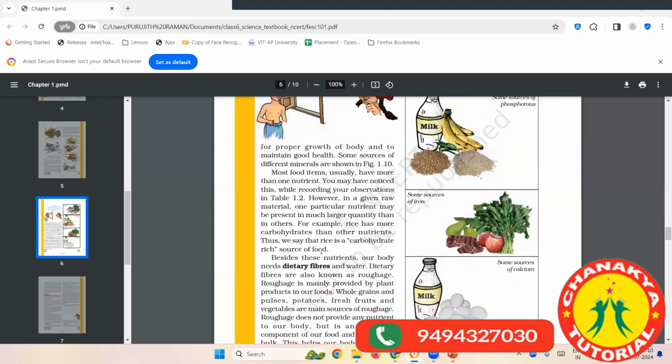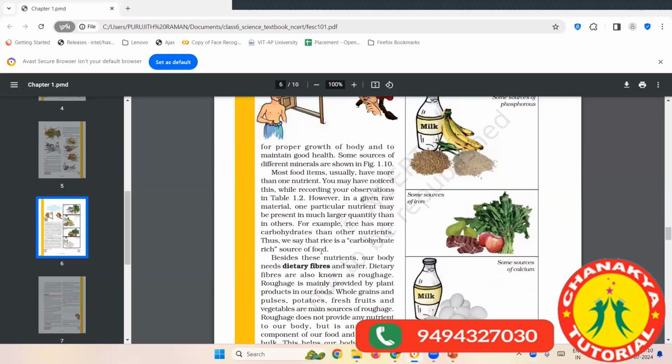So I think you have got the idea of what they are trying to say. You cannot say only one kind of thing is present in a food item. You have many different kinds of nutrients present in a food item, but the quantity matters.